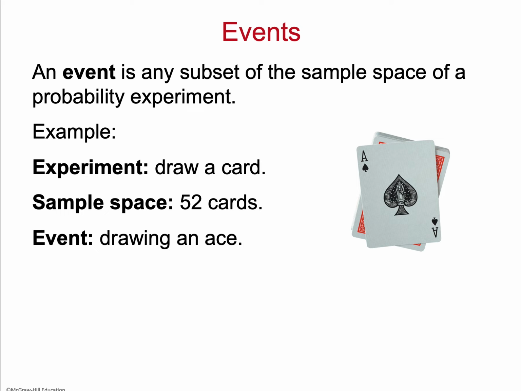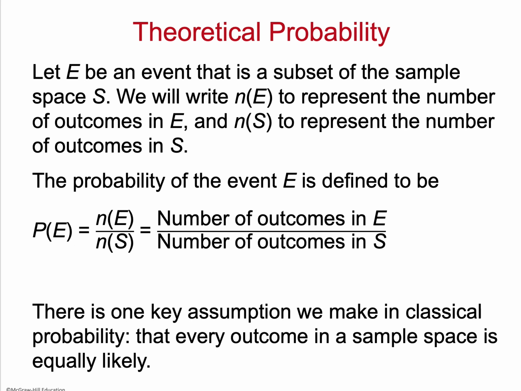When we're working with probability, we use the term event to stand for a subset of the probability experiment. So if I have a deck of cards and I draw a card, that is the experiment. There are 52 outcomes in a deck of cards, so that's my sample space. And then the event would be that I drew an ace. So it's specifically what happened when you drew, what happened when you flipped the coin, what was the outcome. And the way to think about theoretical probability is the number of outcomes that will get your goal event divided by the total number of outcomes.